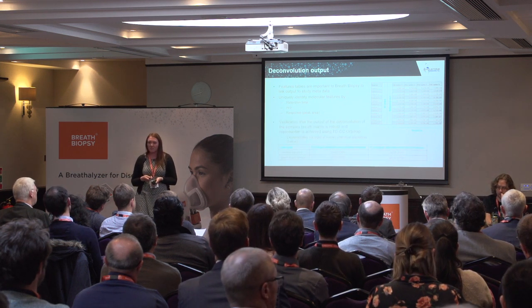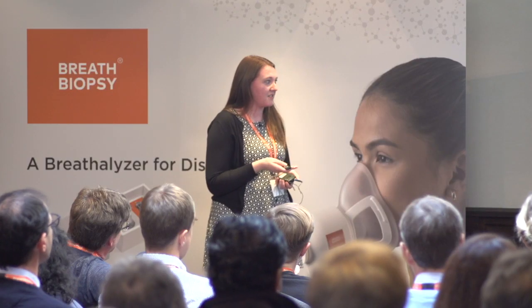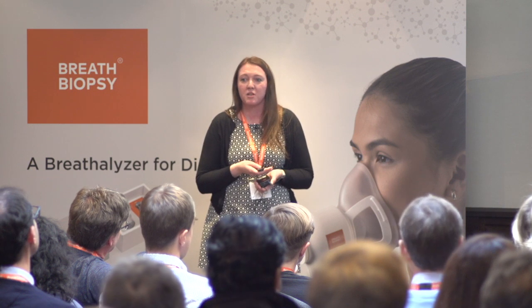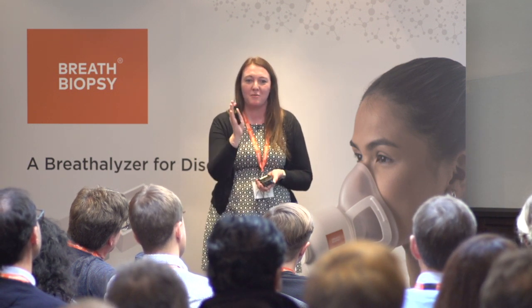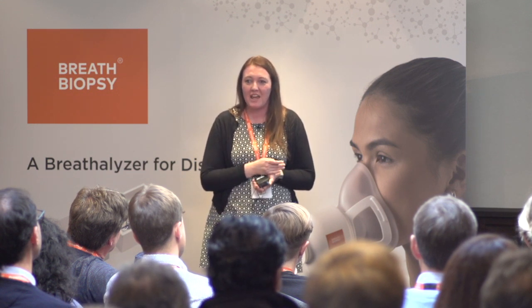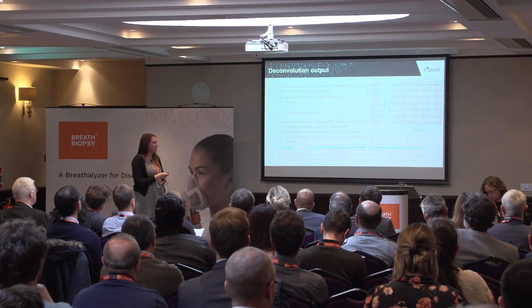So the first step we wanted to do in our R&D analysis was to verify that the output of the deconvolution of the complex matrix works. So if you put in targeted chemicals, so you prepare chemical standards, analyze them, but run them through the untargeted deconvolution software, do you find all the targets you put in? So far, we've had a very high success rate, 32 out of the 33 that we input. That is to say, the one that we didn't find was actually a perfect coelution event. Any deconvolution software would have struggled to pick that up. So we're very happy with these results thus far.